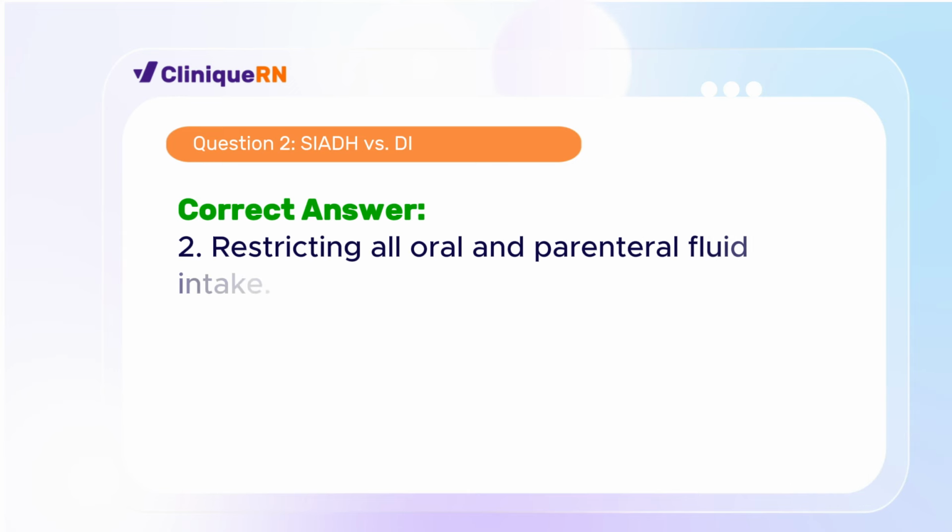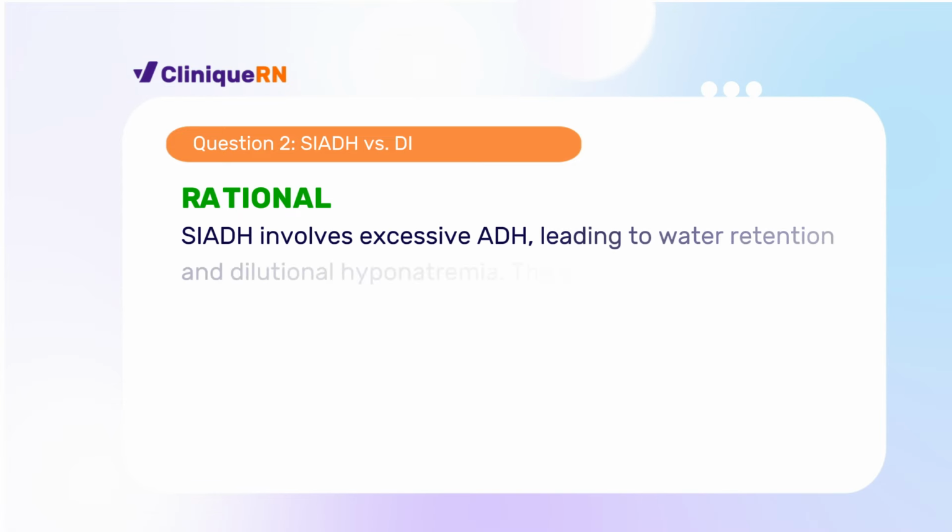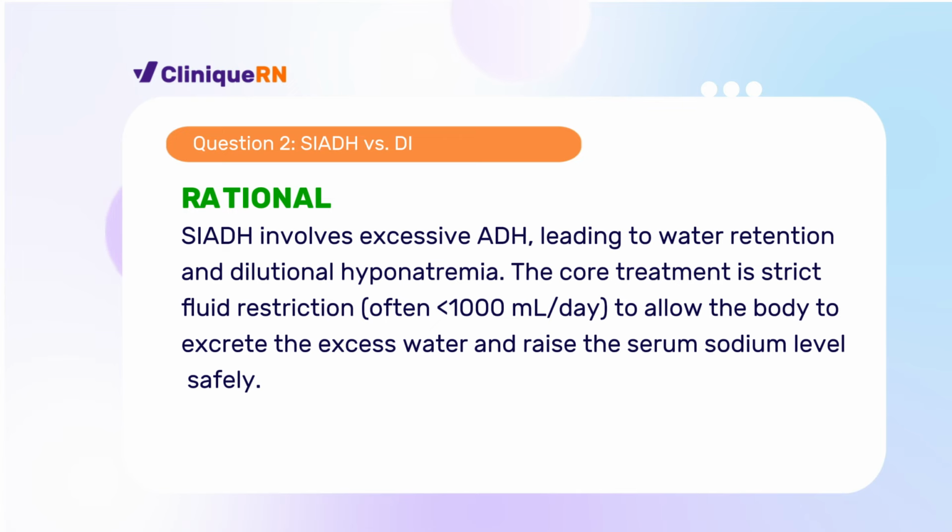The correct answer is 2. Restricting all oral and parenteral fluid intake. Rationale. SIADH involves excessive ADH, leading to water retention and dilutional hyponatremia. The core treatment is strict fluid restriction, often less than 1,000 milliliters per day, to allow the body to excrete the excess water and raise the serum sodium level safely.